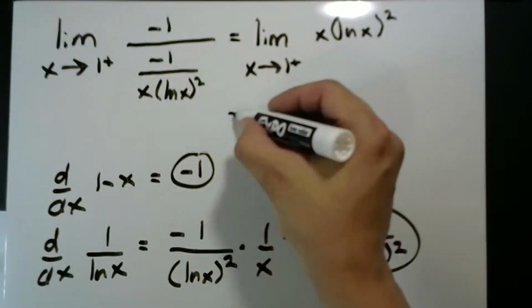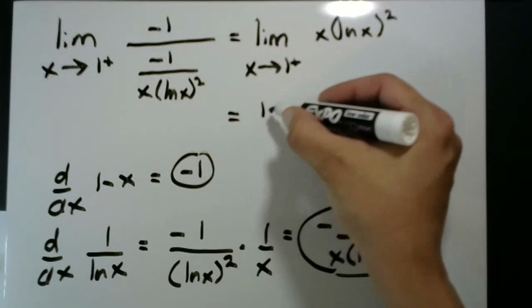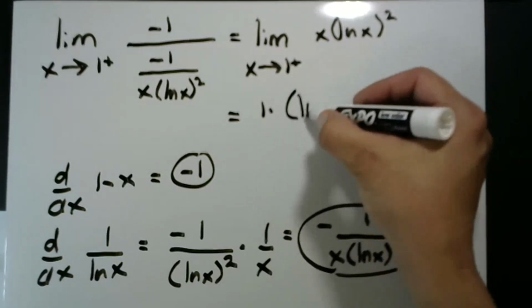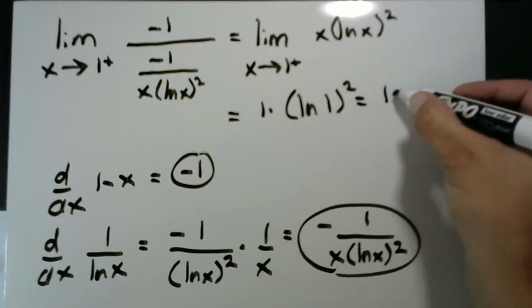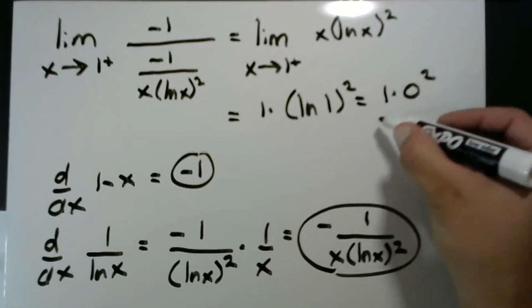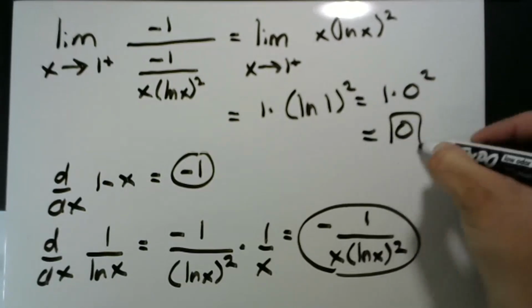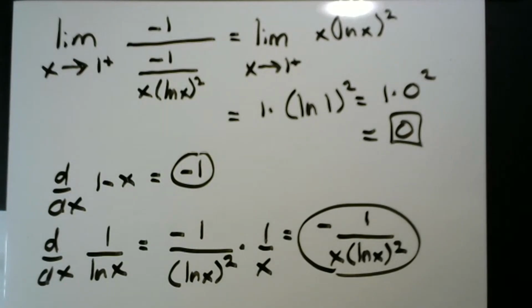And now we can do our substitution. We can treat this as 1 times the natural log of 1 squared, or 1 times 0 squared, which is 0. And that's going to be our answer. Any questions? Let me know.